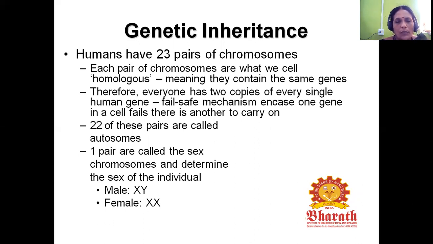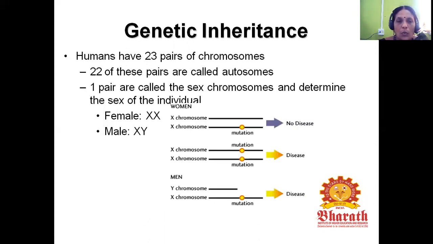So 22 of these pairs are called autosomes. One pair is called the sex chromosomes and determines the sex of the individual. Males have XY chromosomes, females XX chromosomes. So humans have 23 pairs of chromosomes, 22 of these pairs are called autosomes, and one pair is called the sex chromosomes and determines the sex of the individual.